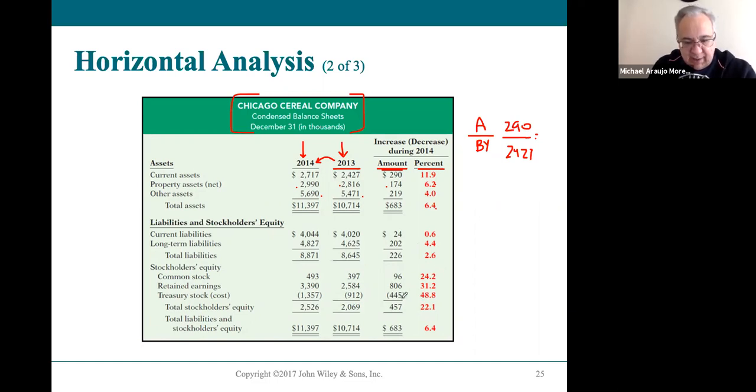Notice for treasury stock, even though it looks like a negative number, we do the same thing. It went from 912 to 1357. That's an increase of 445. 445 over 912 gives you a 48.8% increase. So I would just say when you're doing these, ignore the signs per se and just look at the differences. Okay. So this is how to do horizontal analysis on a balance sheet. You need to have comparative balance sheets, the amount in the first column, the percent difference in the second.